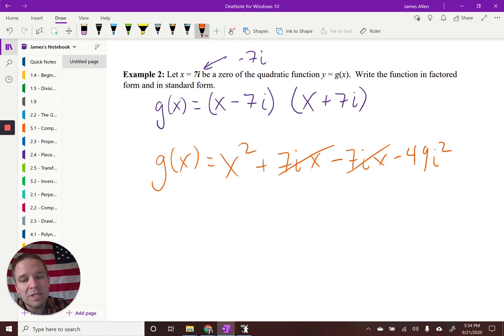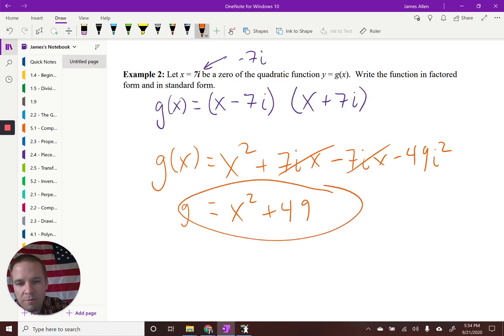So these are going to cancel. You're going to see that quite a bit here, and you'll see where this comes in handy, with those cancellations, because it's like a difference of squares type of situation. Then I squared is negative 1, so it's going to be positive 49. Here we are in standard form. Don't forget my g of x. I love it. It's fantastic.